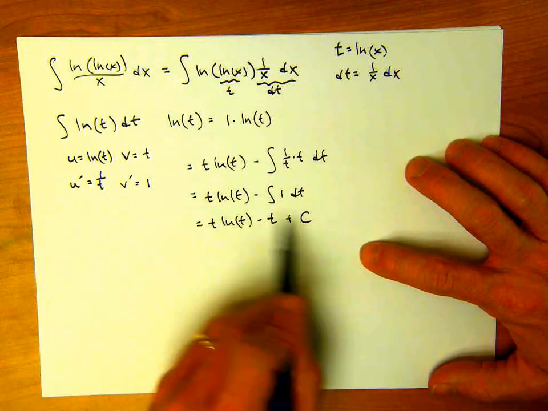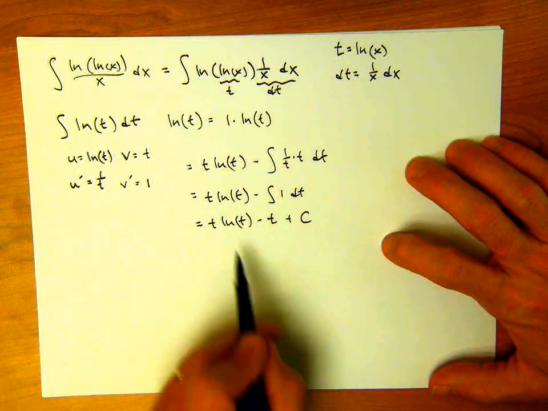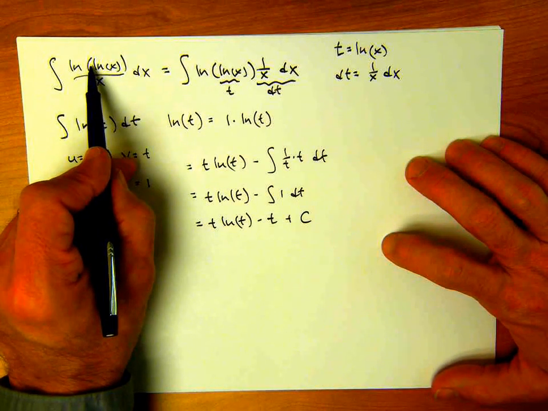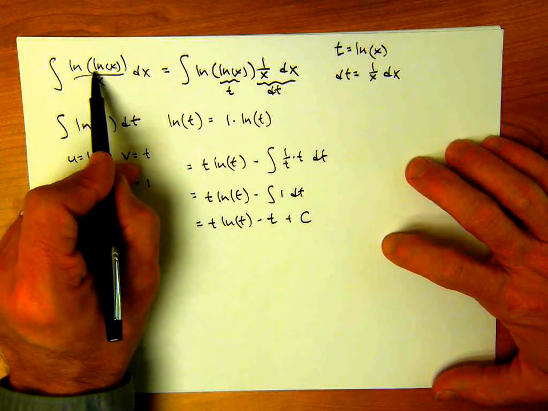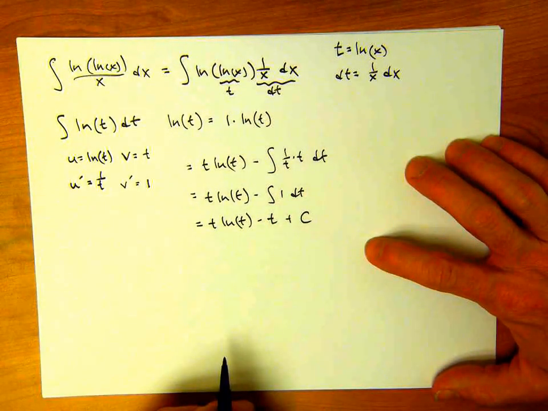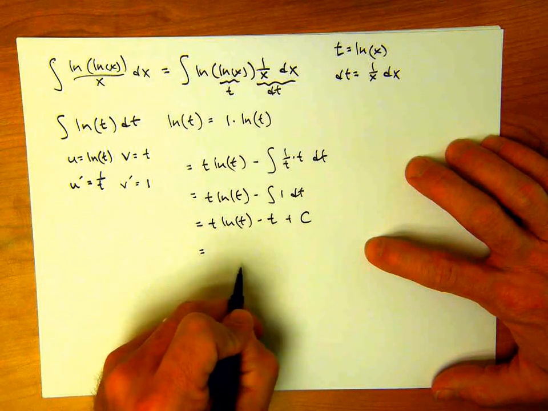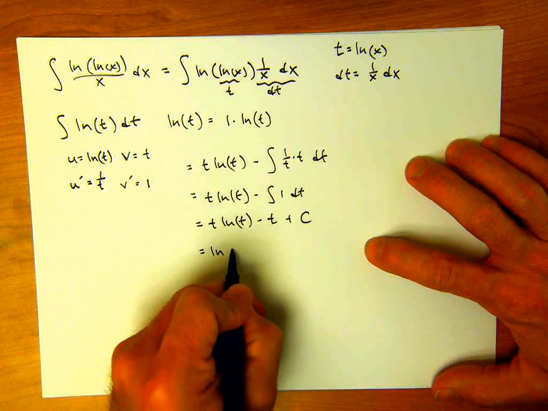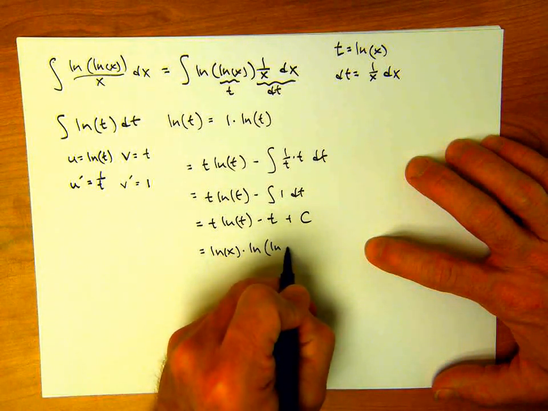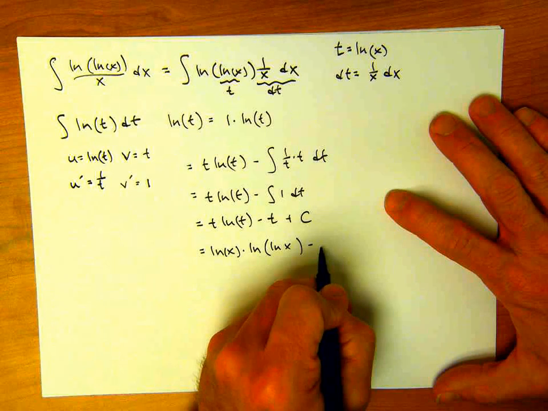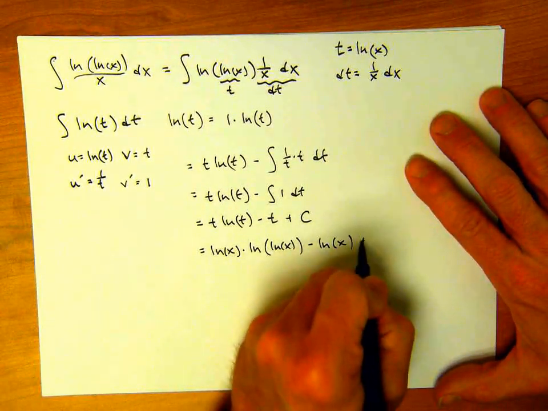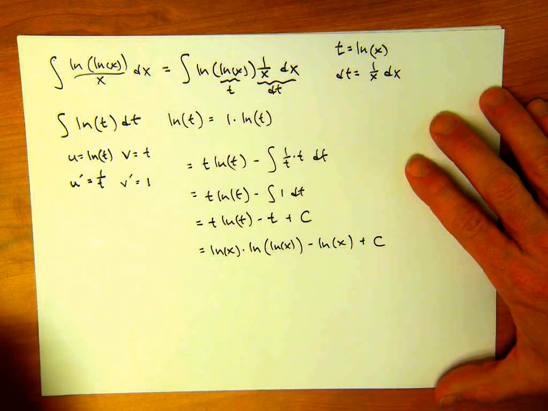Now we need to plug everything back in. Remember, we started off with something in terms of x, and because this is an antiderivative, we're looking for a function of x that I can take the derivative of and get this crazy function over here. So we need to put everything back in. So this leaves us with natural log of x times the natural log of x minus the natural log of x plus c. Is that enough natural logs for you?